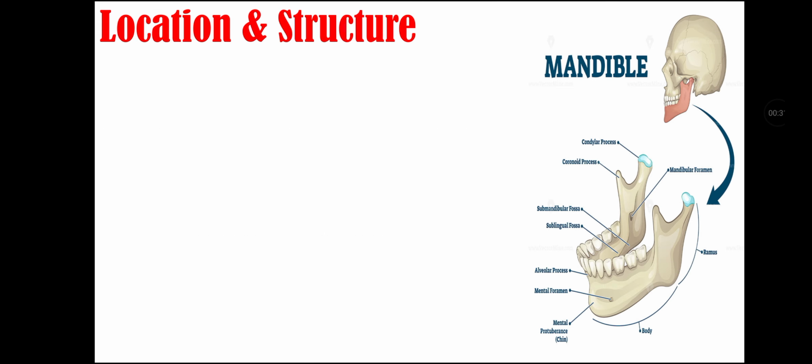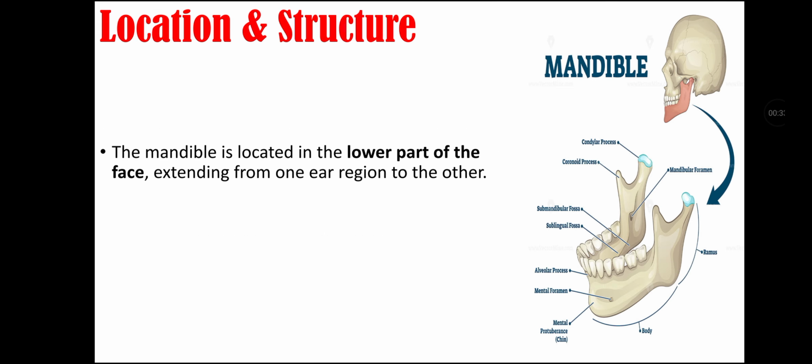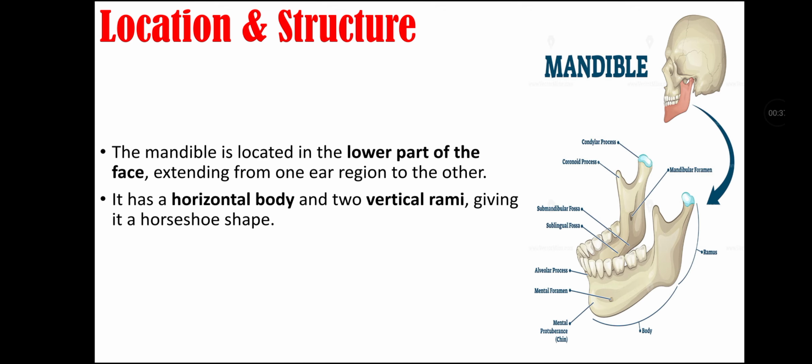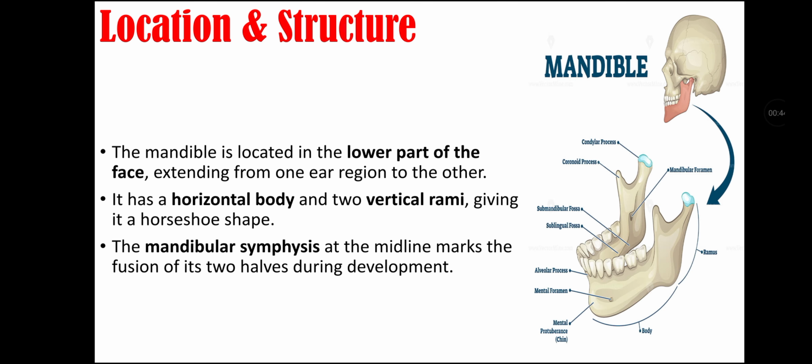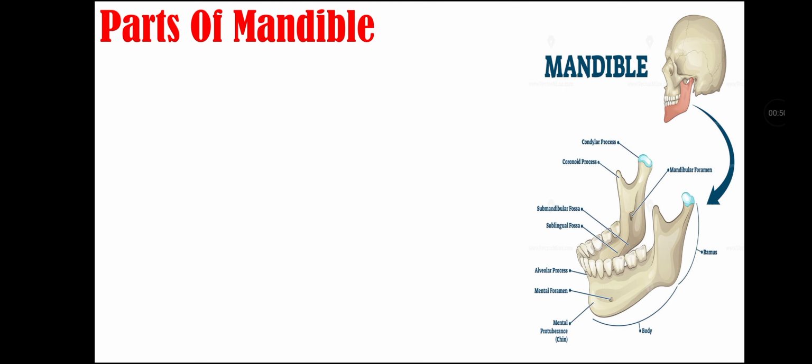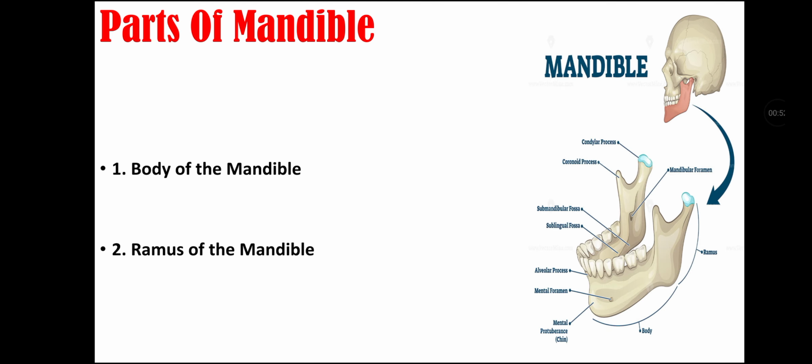Location and structure of mandible. Mandible is located at the lower part of the face, extending from one ear region to the other. It has a horizontal body and two vertical rami, giving it a horseshoe-shaped appearance. Mandibular symphysis at the midline marks the fusion of two halves during development. Parts of mandible include the body of mandible and the ramus of mandible.